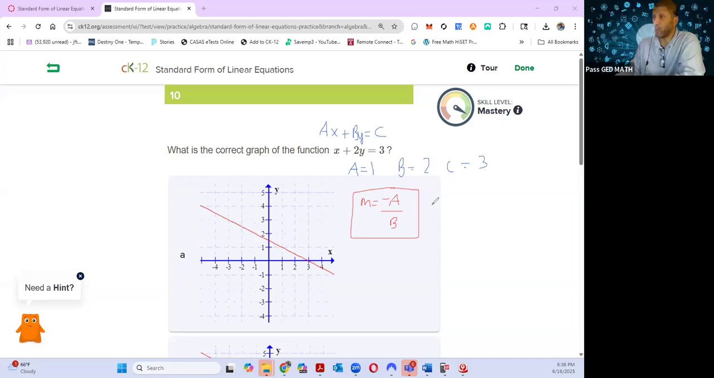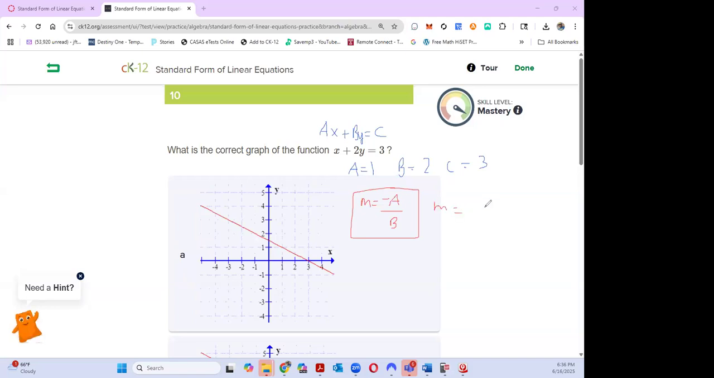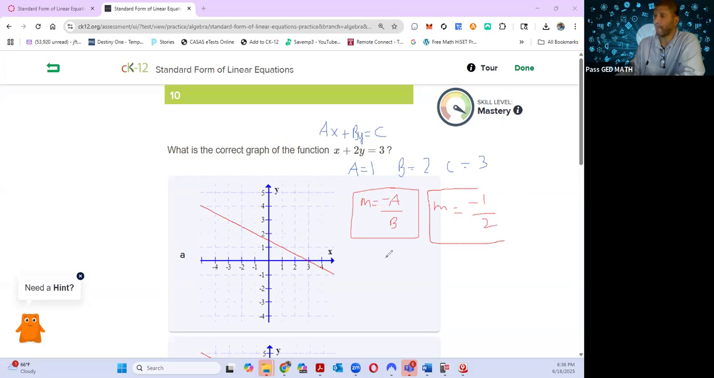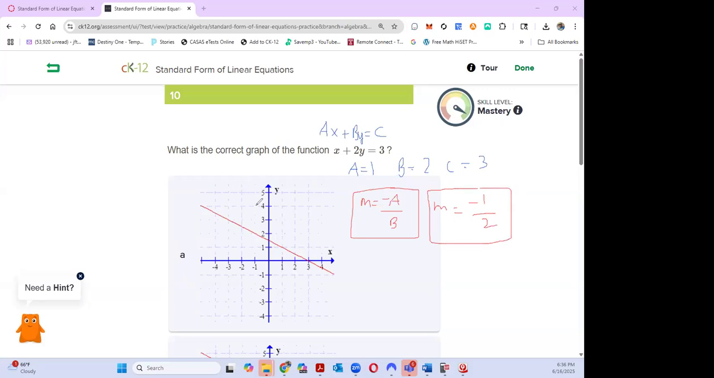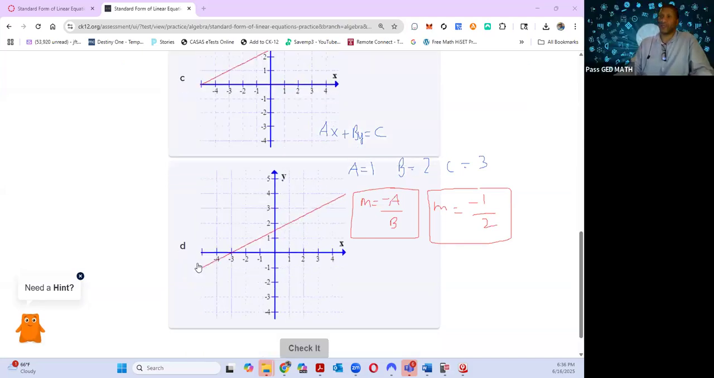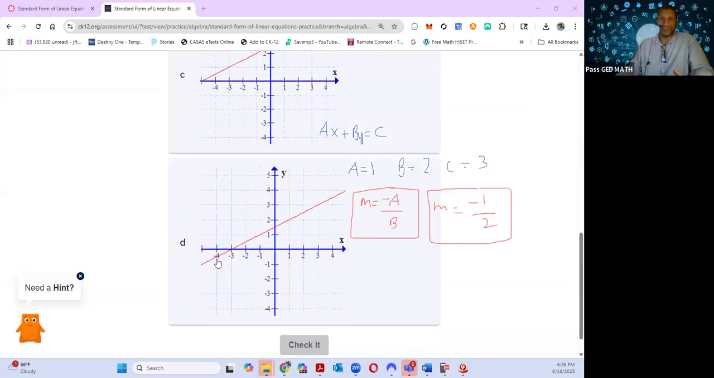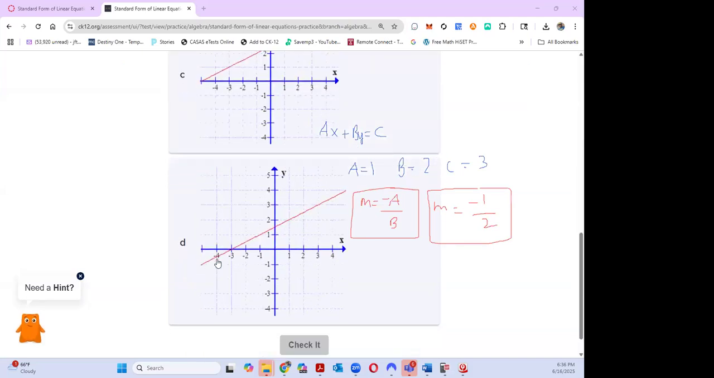So A is 1. What's the opposite of 1? Negative 1. B is what? 2. Negative 1 over 2. So the slope of this line is negative 1/2. Okay, so let me ask you a question. Can D be the graph of that equation? Why or why not?